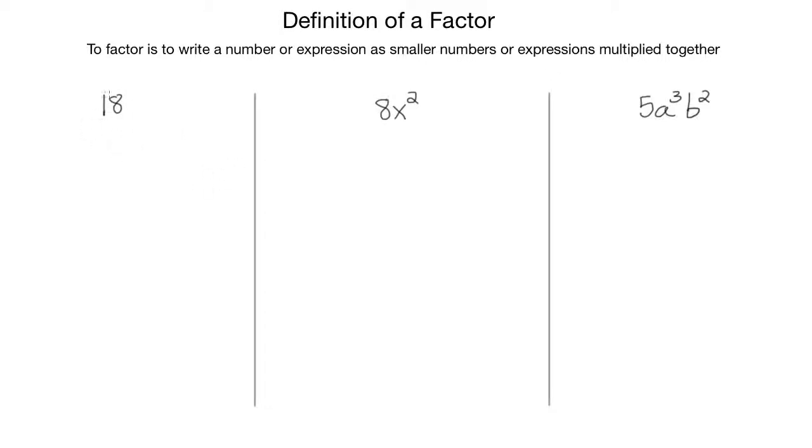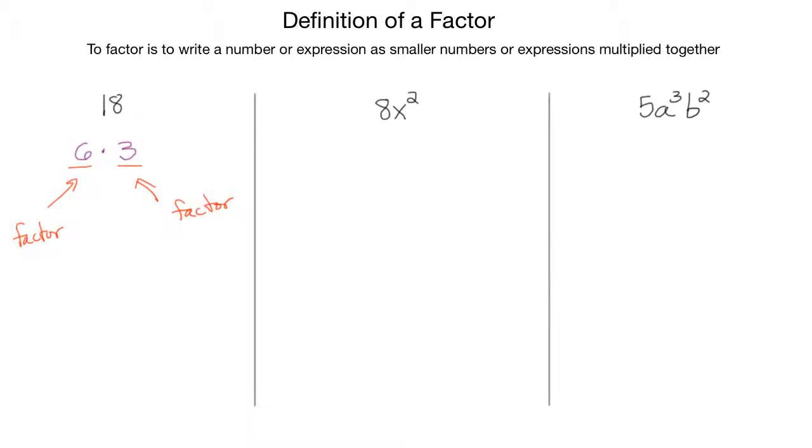So let's take a look at a number, 18. This is pretty familiar to us, right? I already kind of know, and you probably already know as well, 18 I can rewrite as 6 times 3. Well, the 6 and the 3 can each be called factors of 18. So 6 is a factor, and 3 is also a factor. And because I've expanded it out, it's an expression of smaller numbers. 6 and 3 are both smaller than 18, and multiplied together they make 18.